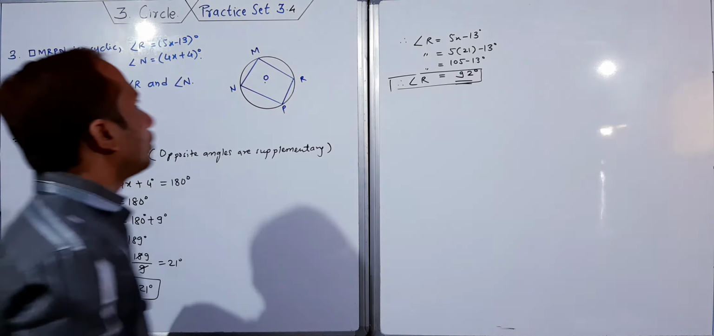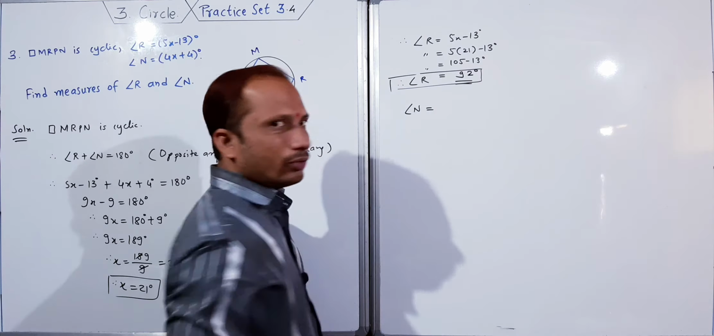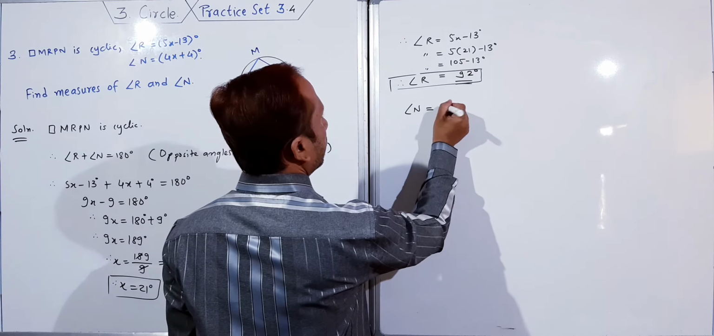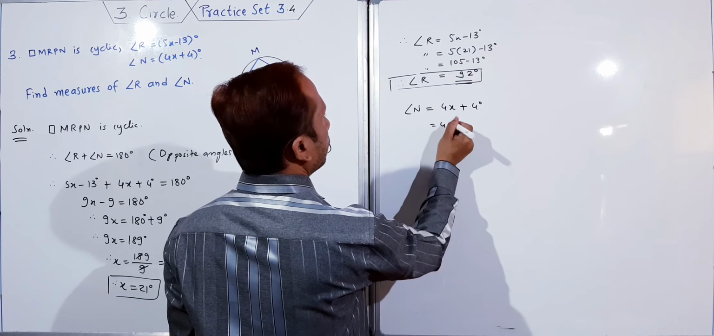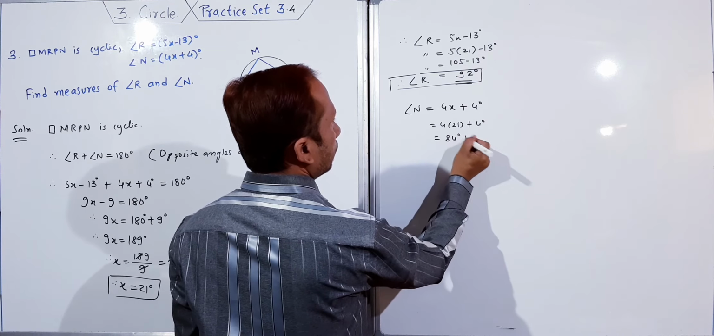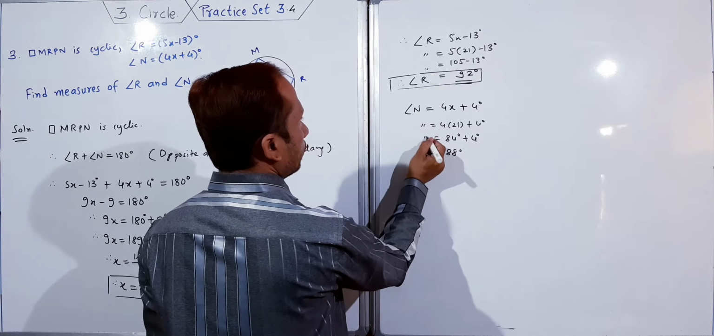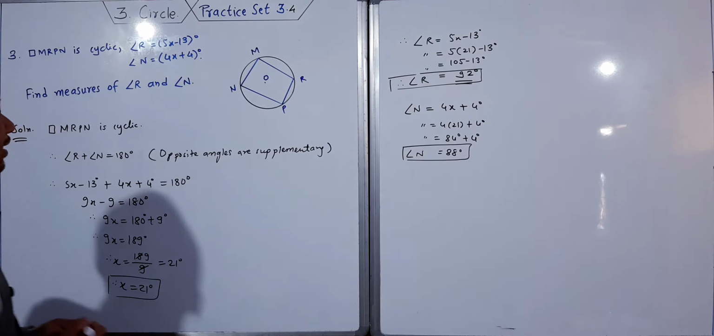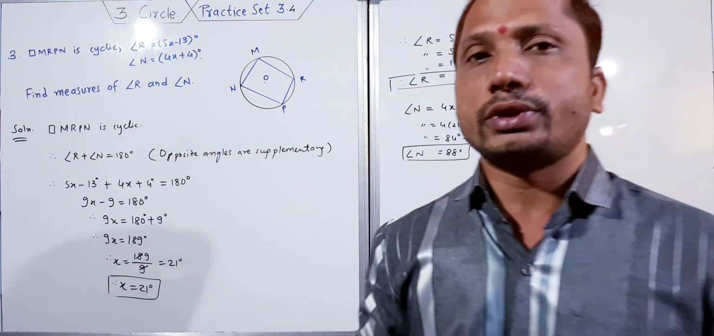Now come to the next, angle N. Angle N should be 88 because the addition of both will be 180, because they are supplementary. 4x plus 4 degrees, so 4 into 21 plus 4, so it is 84 plus 4, so it is 88. Very simple, you can do this. Angle N is 88. So when the quadrilateral is cyclic, you first remember that opposite angles are supplementary.